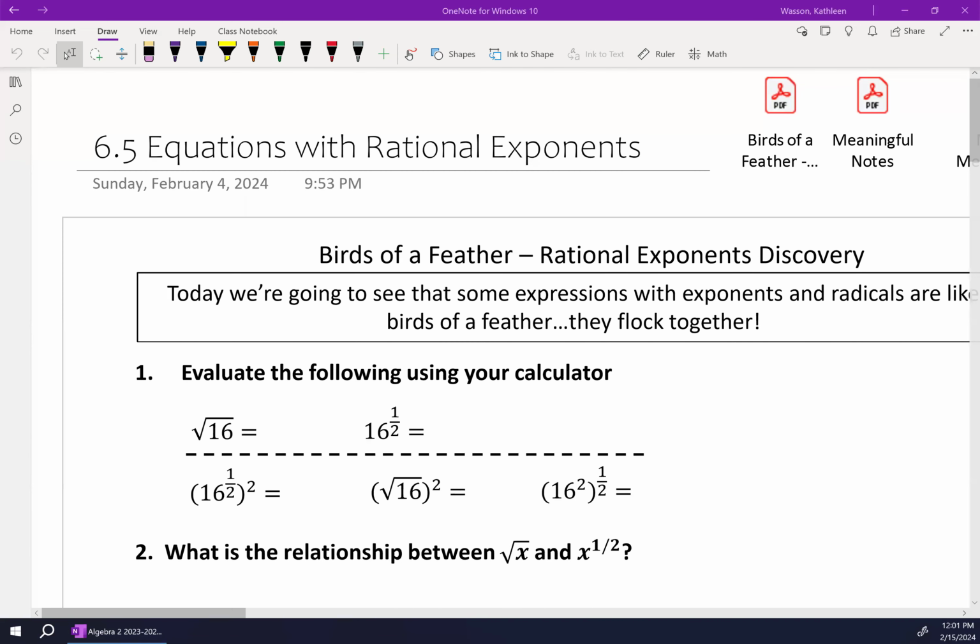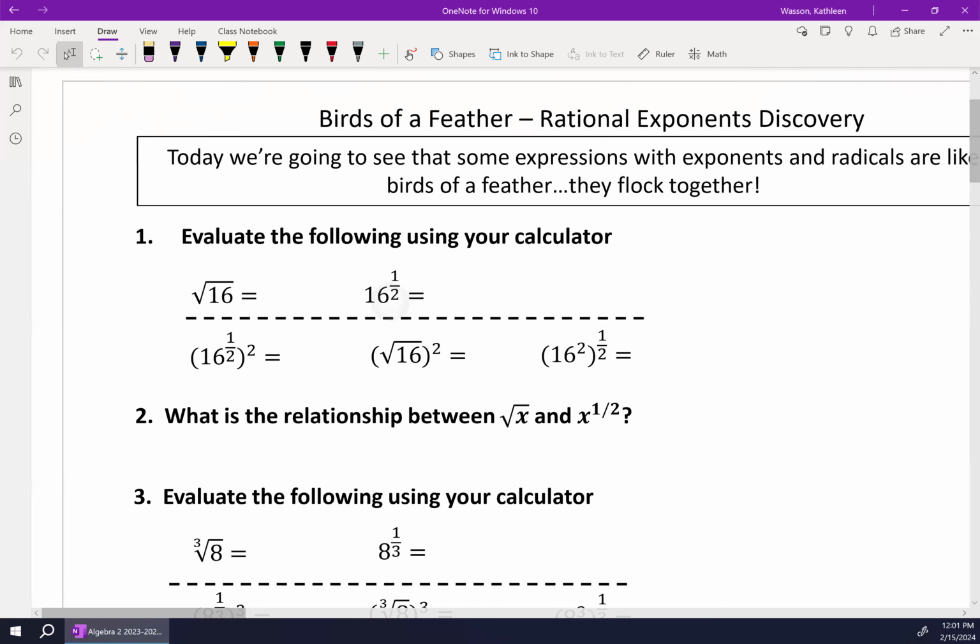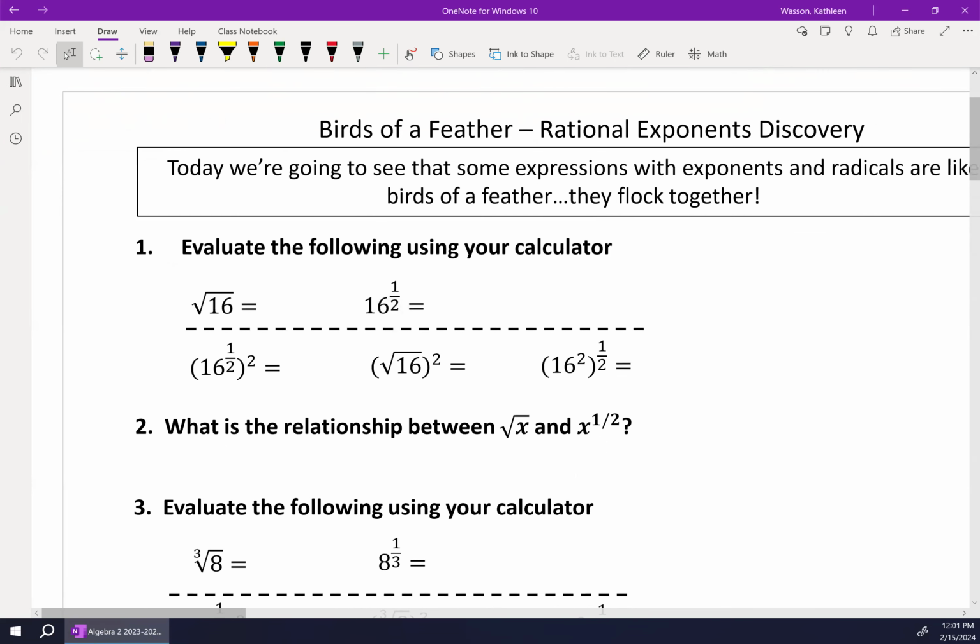A really important part of solving equations with rational exponents is relating rational exponents to radical expressions. And we've been doing so much work with radical expressions that that's where we start this lesson.